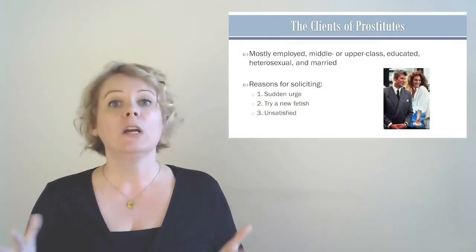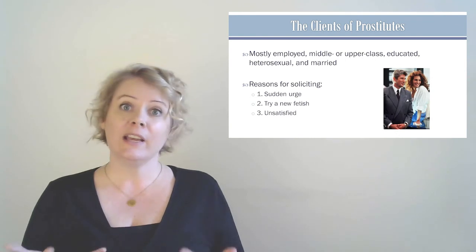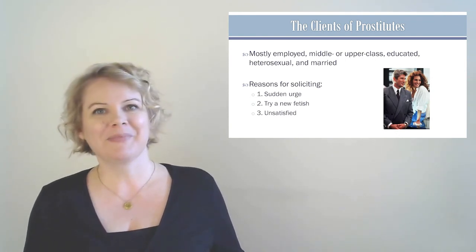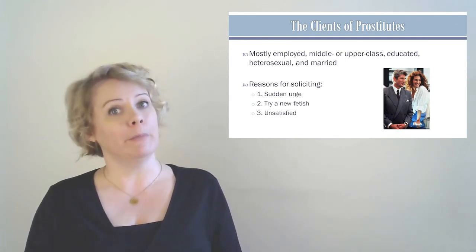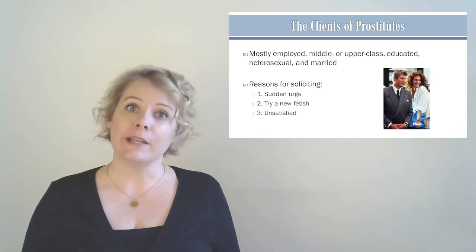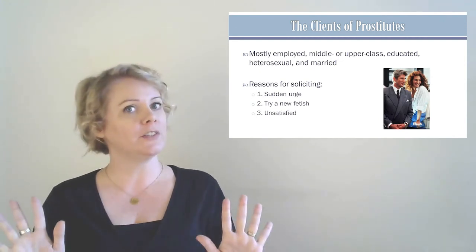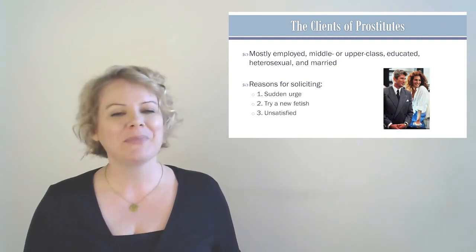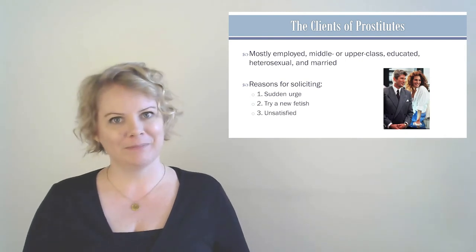It's also important to remember that prostitution can't exist without clients. So the typical client of prostitutes is exactly what you saw in Pretty Woman. They tend to be middle-aged, middle or upper class. They tend to identify as heterosexual regardless of the gender of the prostitute they're working with, and they're usually married.